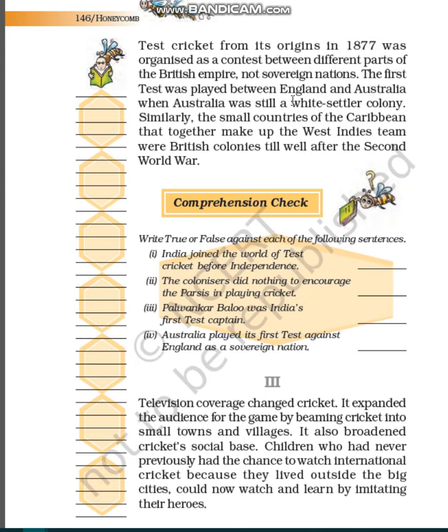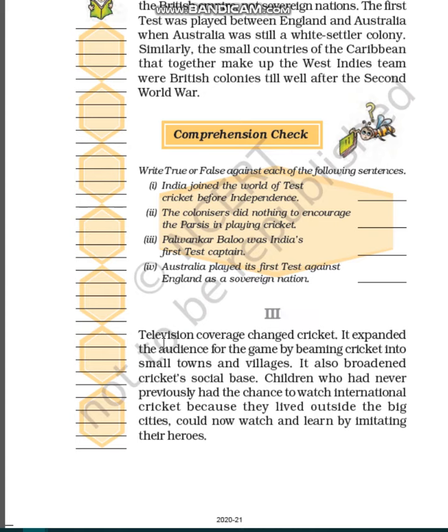The first Test was played between England and Australia when Australia was still a white settler colony. Similarly, the small countries of the Caribbean that together make up the West Indies team were British colonies till well after the Second World War.